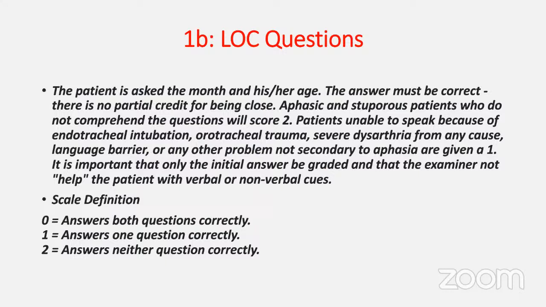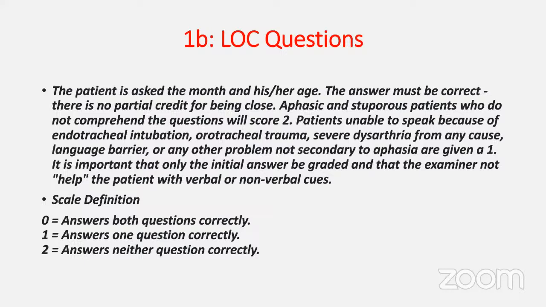For the next part of the level of consciousness, the patient is asked the month and his age. The answer must be correct. There's no partial credit for being close. For example, if you ask the patient his or her age, and he replies, I was born in 1992, his answer is wrong. The patient should answer the exact question.